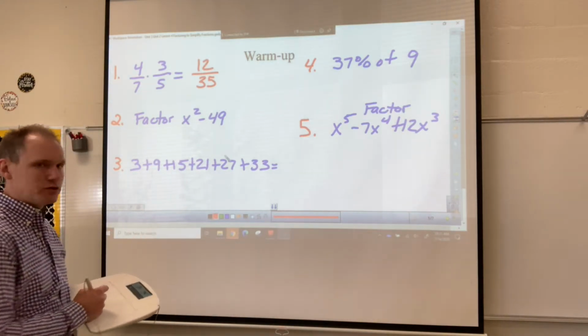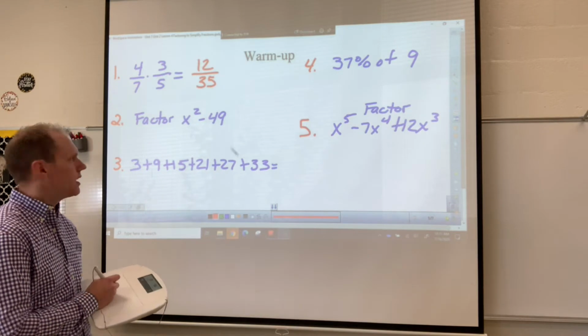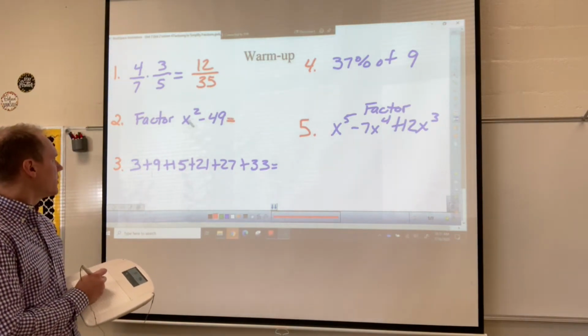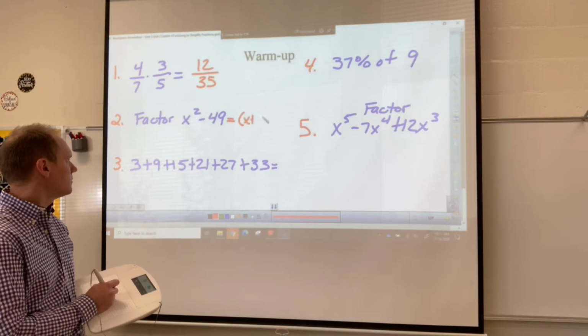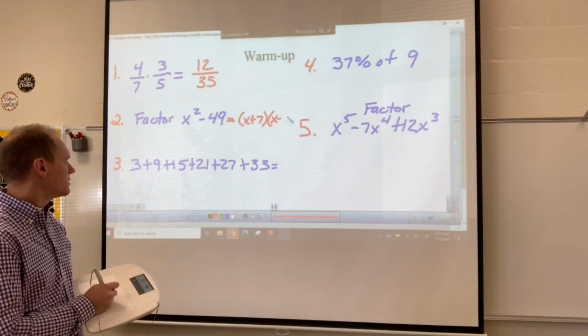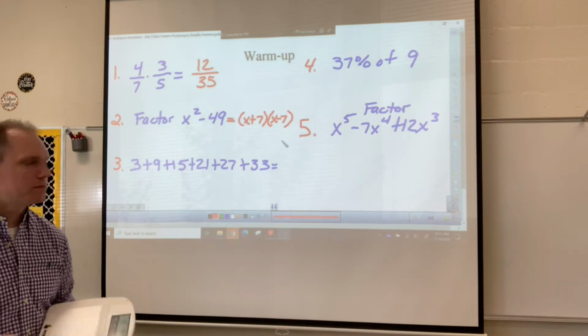Number 2 here, difference of 2 squares, x squared minus 49. If you think about it as x squared minus 7 squared, it factors into x plus 7 times x minus 7, as we talked about a few videos ago.